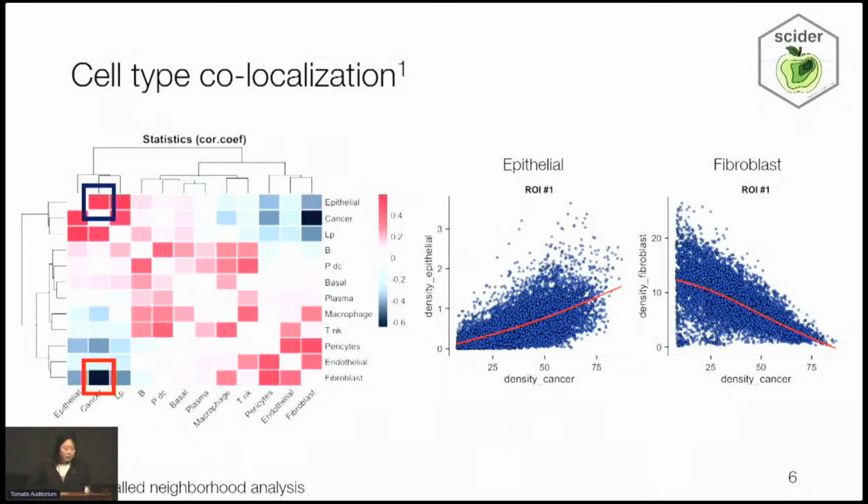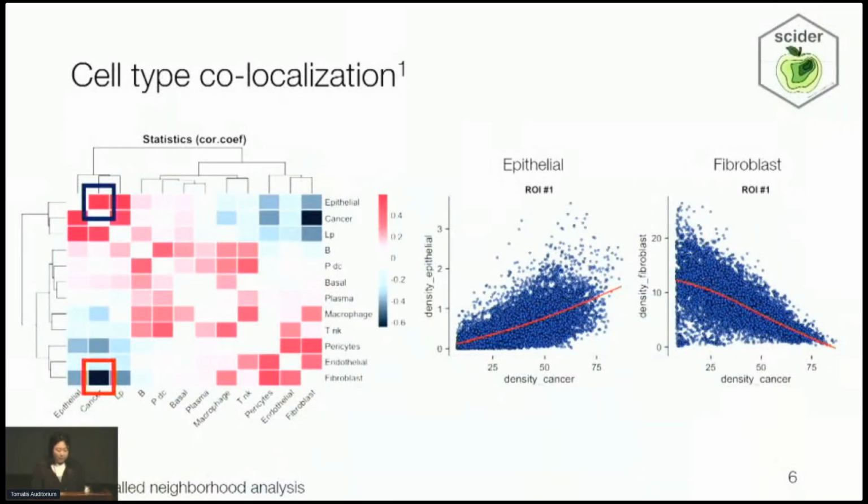Next, we can also calculate the spatial density of other cell types in this same region of interest, and calculate the correlation between the spatial densities of different cell types. That would be the cell type co-localization analysis, sometimes also called neighborhood analysis. Here, for example, we see that epithelial cells and cancer cells show a positive correlation in their spatial density patterns, which means that they tend to co-localize in this region of interest.